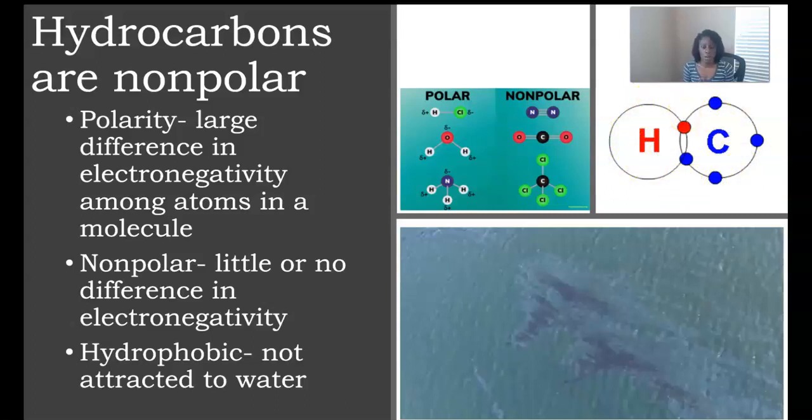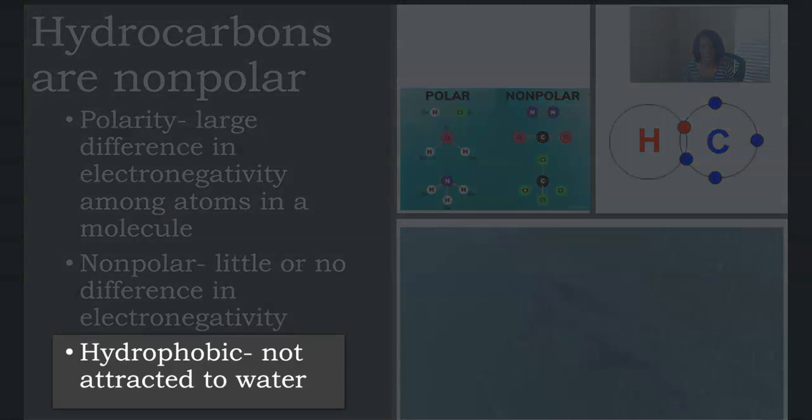And a nonpolar compound is also going to be hydrophobic, which means it's not attracted to water. Of course, if you break that word down, hydro meaning water, phobic meaning fear, so it's almost like it has a fear of water. That's a key word in biology, so make sure you know what it means. Hydrophobic means not attracted to water. Just to note, the opposite is hydrophilic, which means it is attracted to water.